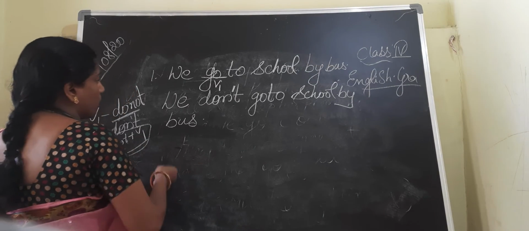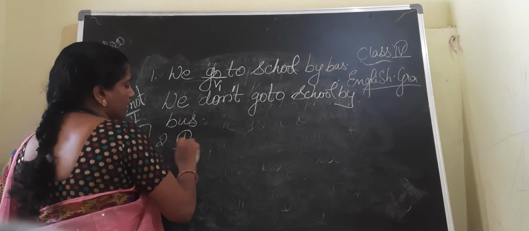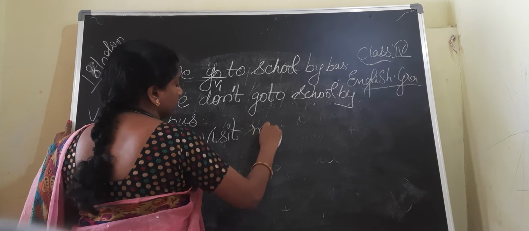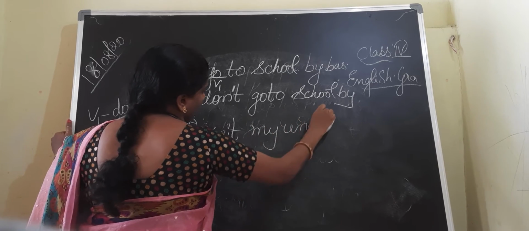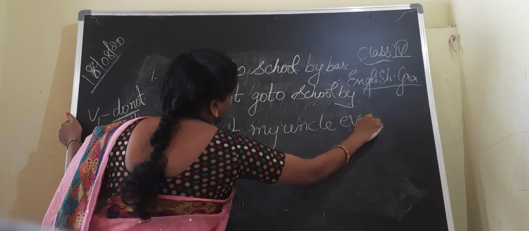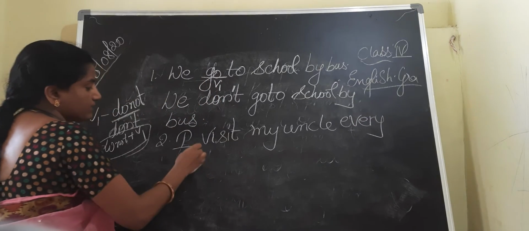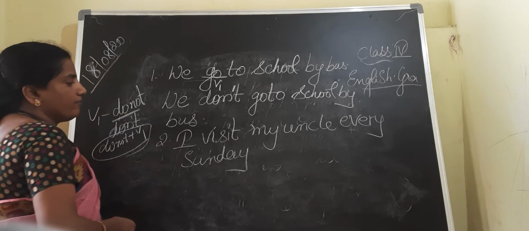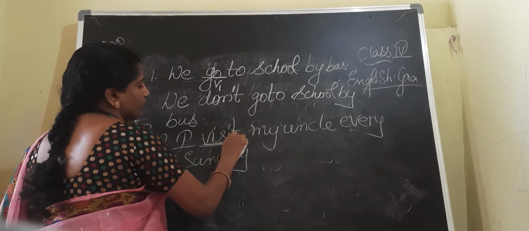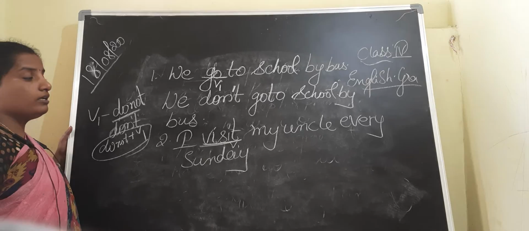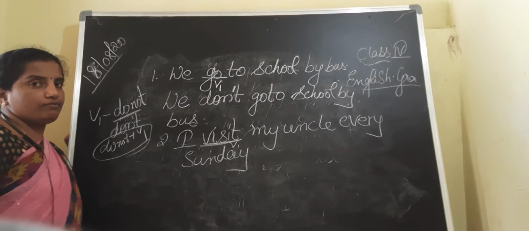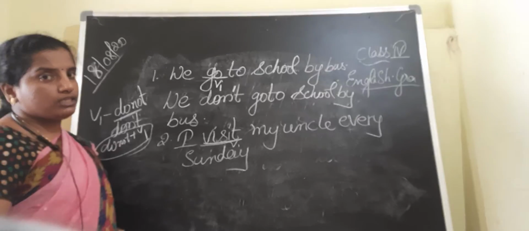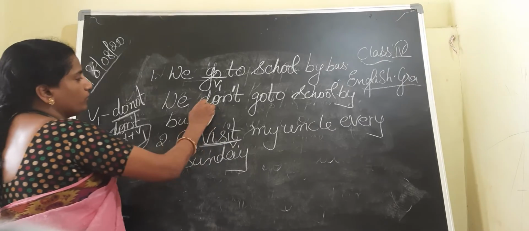Coming to our next example, children. I visit my uncle every Sunday. Suppose this is a statement. Here visit is the V1 part. Visit is V1. Whenever we are talking about V1, children, what did we discuss, what do we have to add to write the negative form? We have to add don't.